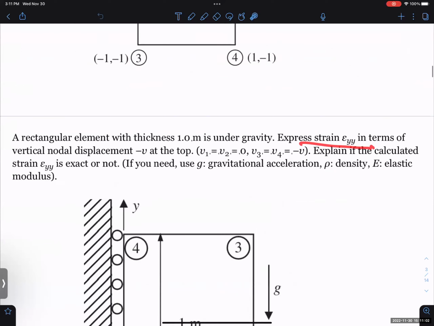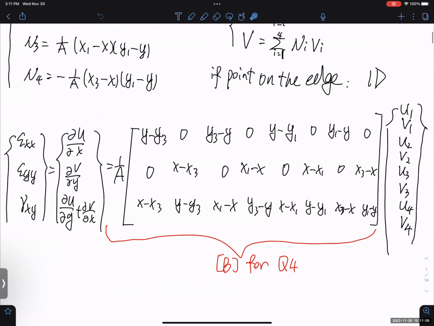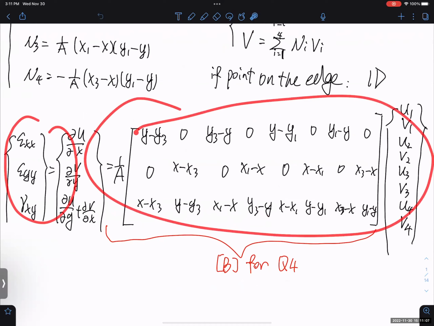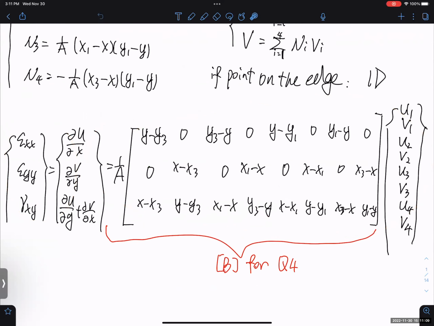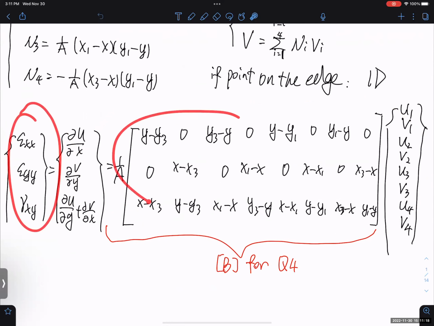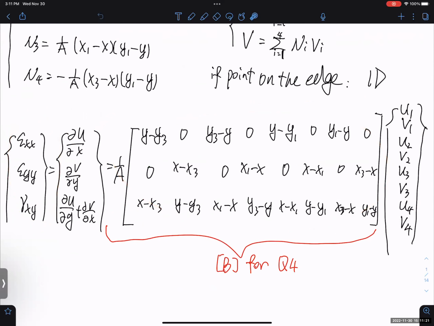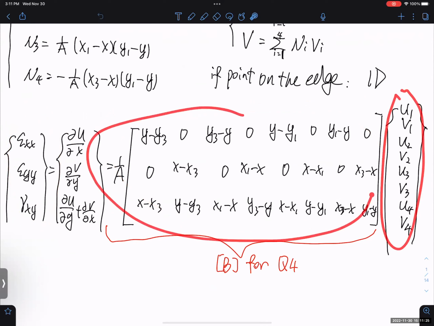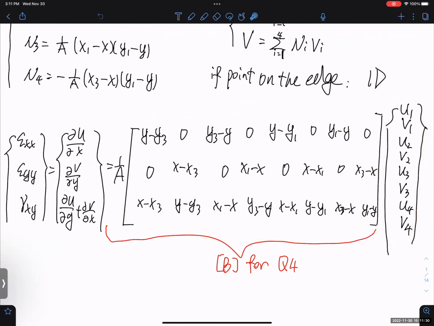In class, we talked about the strain equation. I think there's some delay, I don't know why. The strain equation, then you use this equation directly. Because the nodal degrees of freedom are given and the B matrix depends on coordinates, we can find the B matrix. So if you know this method and understand what the question asks, you can calculate the strain directly.